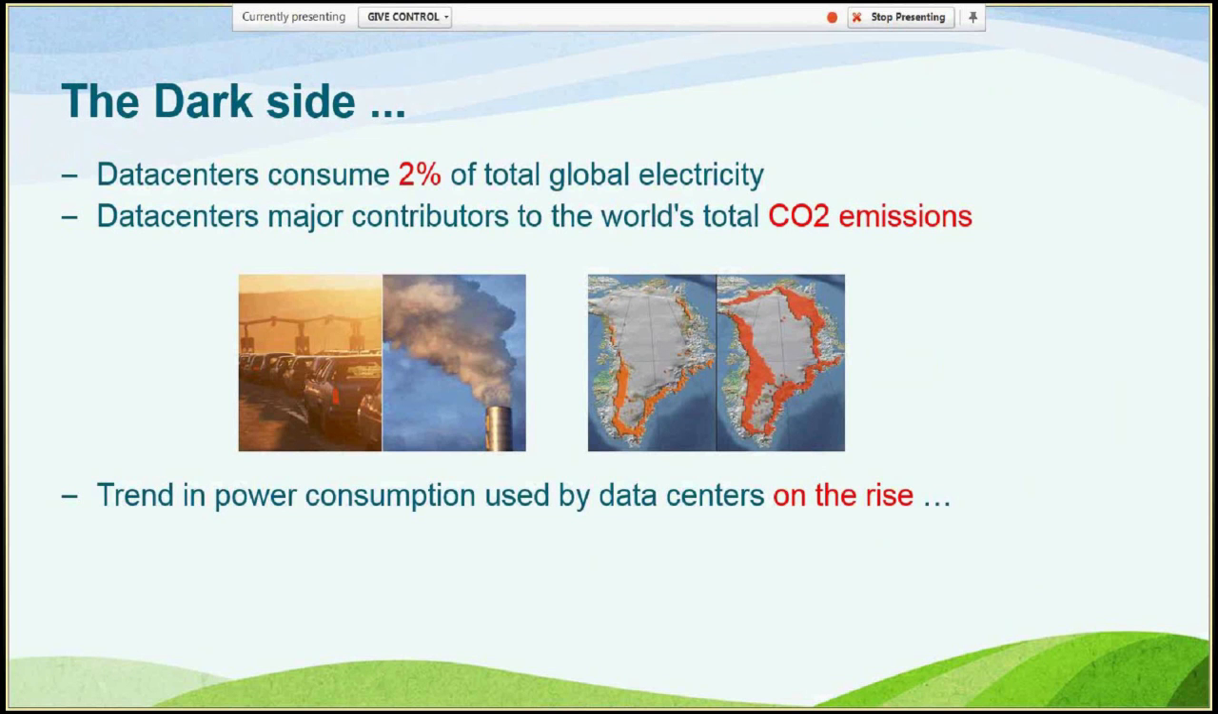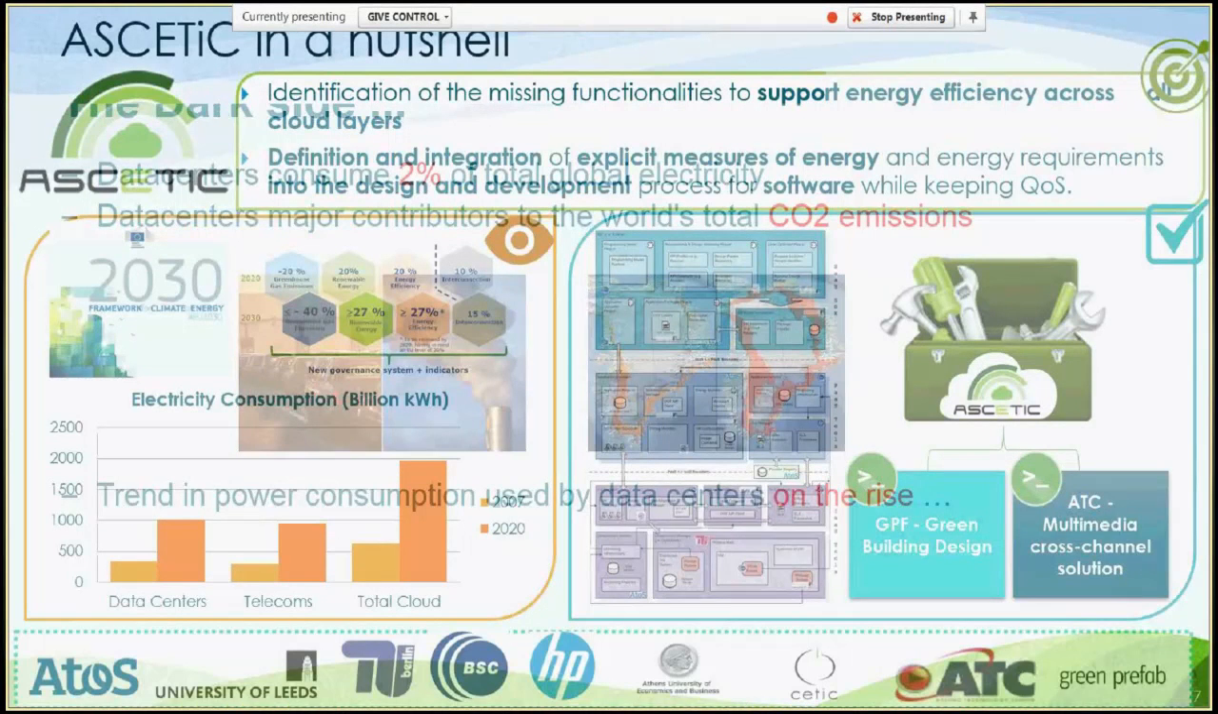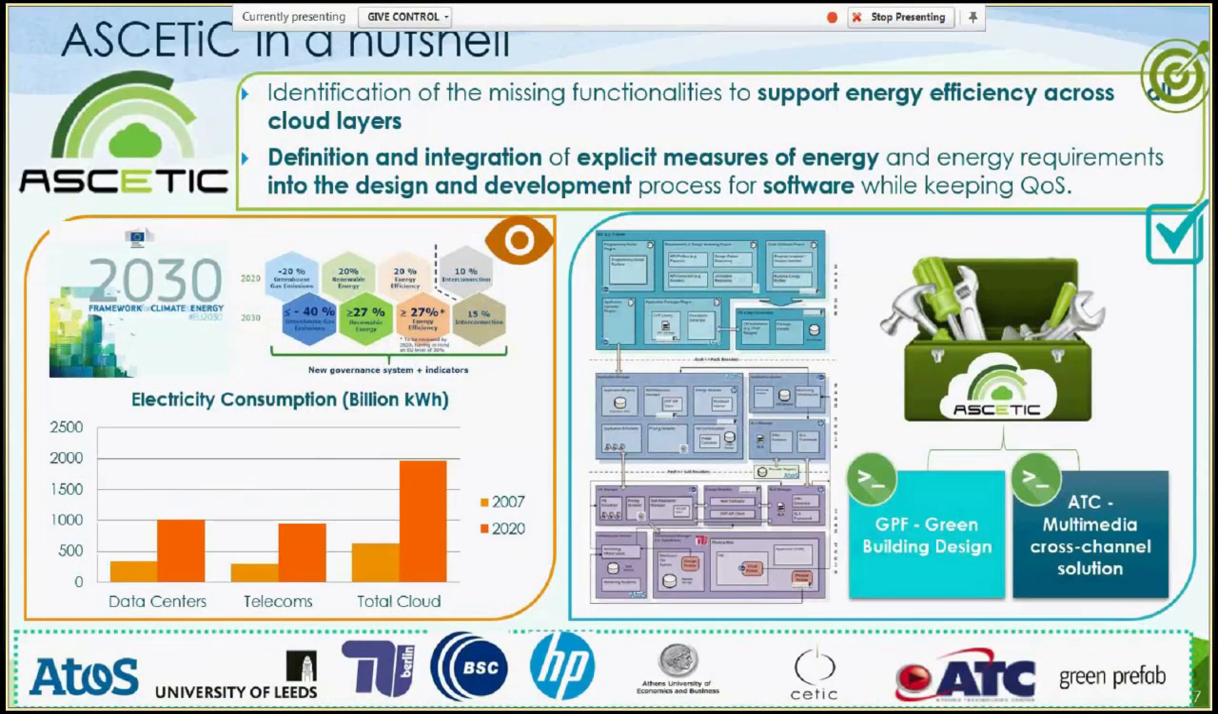So ASCETiC, as an EU project funded under FP7, is basically looking at how we could contribute to potentially having clouds operate in a more energy efficient way. That's as simple as that.